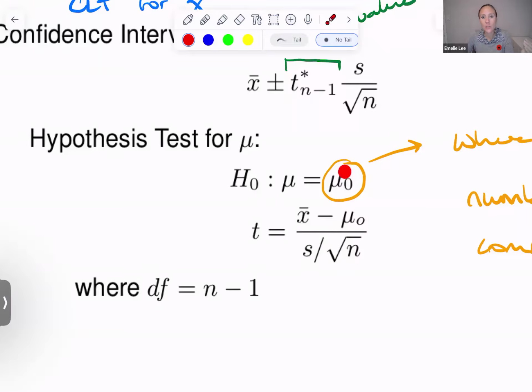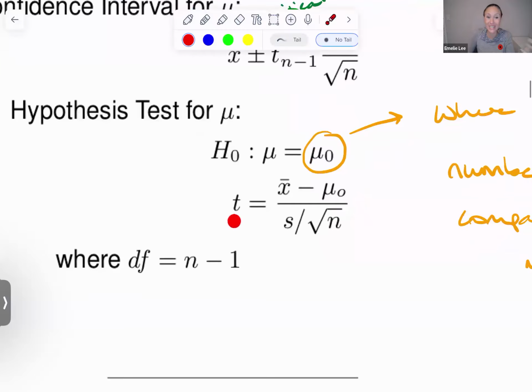Then when we do our hypothesis testing, we still assume that the null hypothesis is true. And so then what we do for our t, and this is going to look very familiar, is we take our sample mean, how far it is from our hypothesized mean, divided by the standard error of x bar, which is s over root n. This looks like a z, and it's very similar to a z.